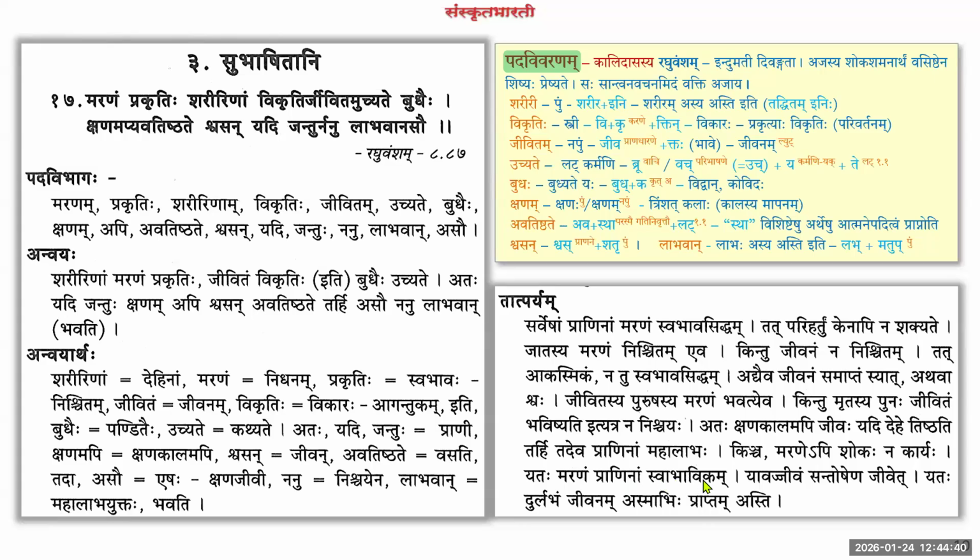Yataha maranam praninam swabhavikam. Yavat jivam santoshena jivet. So please live in a good way and happily. When you live in a good way, you will be happy. That is all a causal, resultant thing. Yataha durlabham jivanam asmabhihi praptam asti. It is very difficult to get the life we have got. Beautiful verse: Maranam prakritihi sharirinam vikritir jivanam uchyate budhaihi, kshanamapyavatishtate shvasanyadi jantur nanu labhavanasau. Kalidasa's shloka.